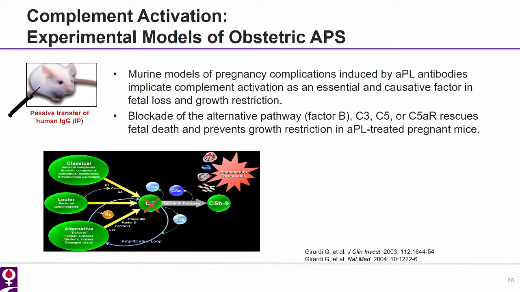So as of right now, we know that murine models of pregnancy complications induced by antiphospholipid antibodies implicate complement activation as an essential and causative factor in fetal loss, fetal death, fetal resorption, and growth restriction. Based on evidence produced by a number of labs, blockade of the alternative pathway rescues fetal death and prevents growth restriction in the passive immunization model.